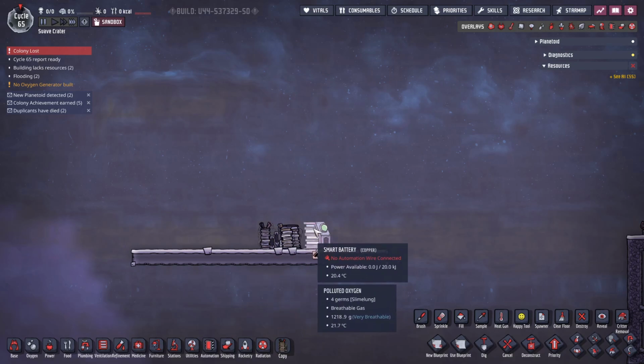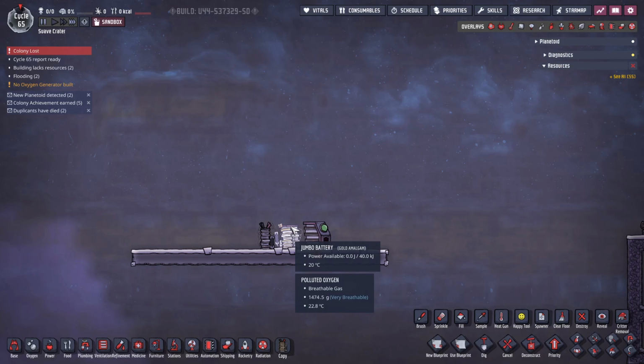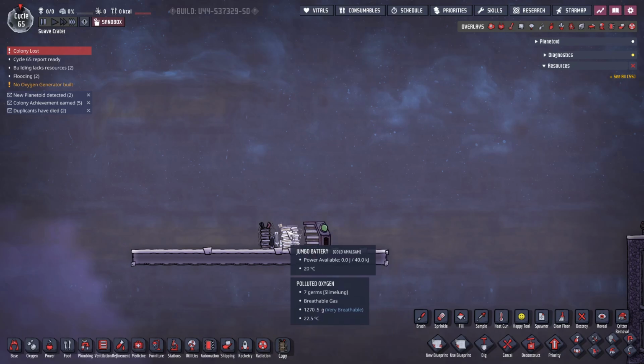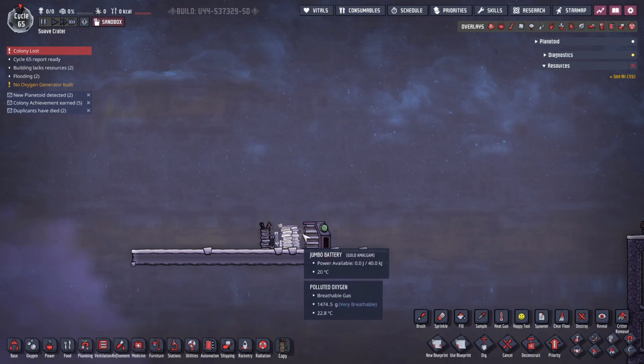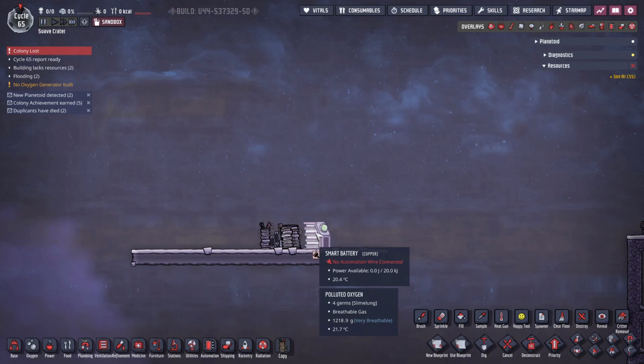And the smart battery only has 20 kilojoules of storage capacity, so this is half of the jumbo battery that we've seen previously, but it only has a leak rate of 0.4 kilojoule per cycle, so this is 5 times less than the jumbo battery. So in terms of waste, the smart battery is the best, and it's not just the best because of its low leak rate per cycle, but it's also the best because you can enable or disable power productions based on the fact that the smart battery is full or empty.